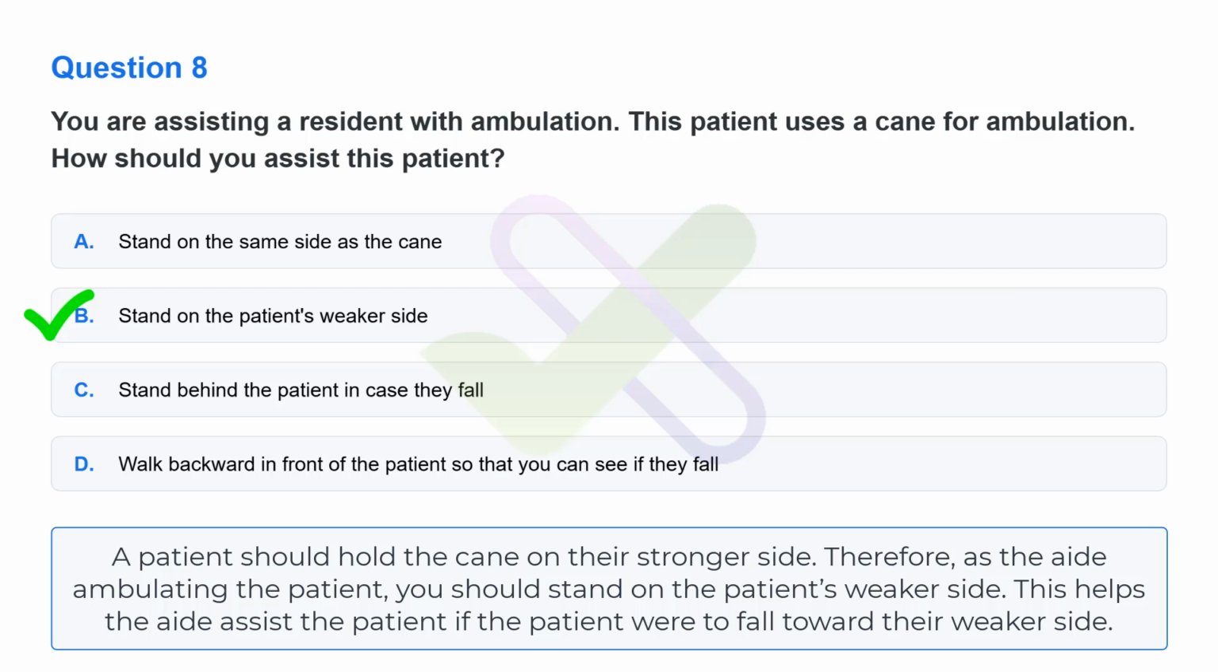Correct answer, B. Stand on the patient's weaker side. A patient should hold the cane on their stronger side. Therefore, as the aide ambulating the patient, you should stand on the patient's weaker side. This helps the aide assist the patient if the patient were to fall toward their weaker side.